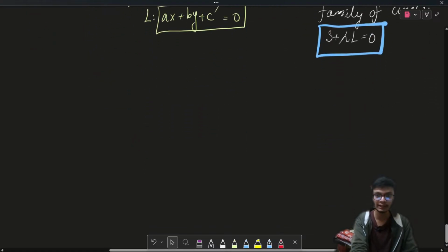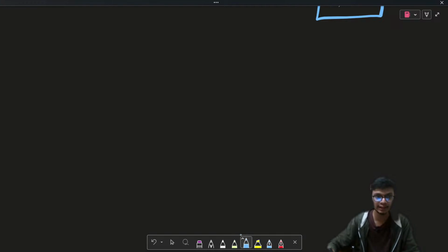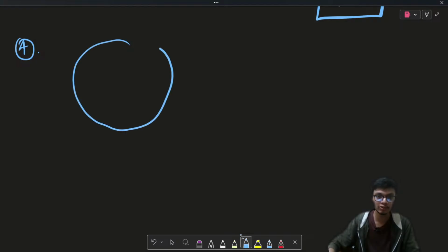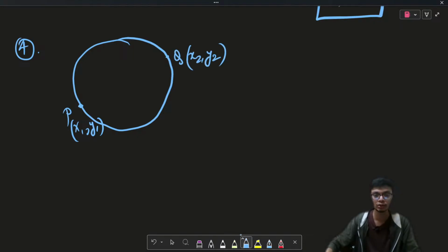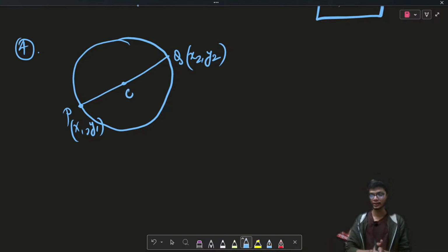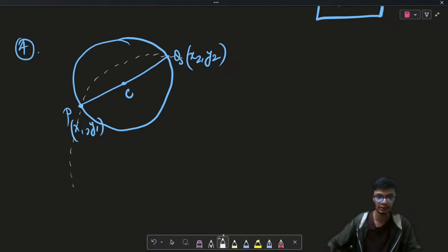Now another possible modification in the family of circles: instead of giving you the circle equation, if I give you the diametrically opposite points of the circle, let us say P and Q, with coordinates x1, y1 and x2, y2, such that PQ is passing through the center C. Now, if I want to generate the equation of a family of circles which is passing through these 2 points P and Q, something like this.